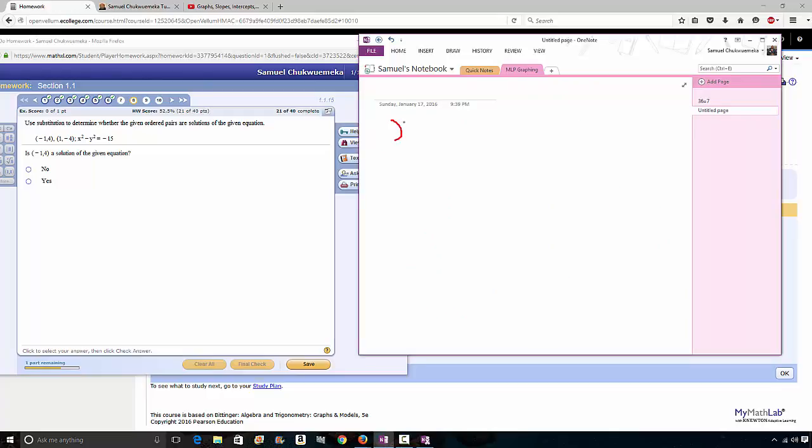So we have x squared minus y squared equals negative 15. So let's try the first one, negative 1 and 4. Okay, we want to try negative 1 and 4. They want us to try first this one, negative 1 and 4.